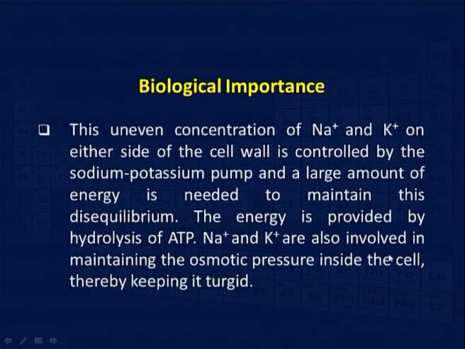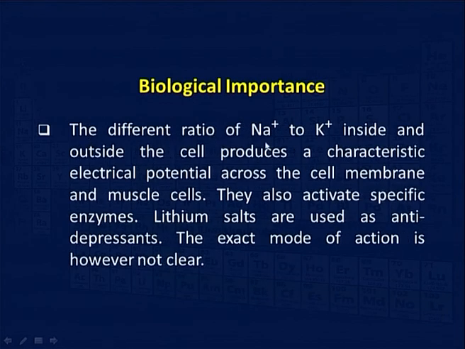So, sodium and potassium are basically involved in maintaining the osmotic pressure inside the cell, thereby keeping it turgid. Now, you may be thinking, what is turgid? Turgid is nothing but something swollen, something which swells. The different ratio of sodium plus and potassium plus inside and outside the cell produces a characteristic electrical potential across the cell membrane and the muscle cells. They can activate specific enzymes. Lithium salts are also used as antidepressants, but the exact mode of action is not very clear.